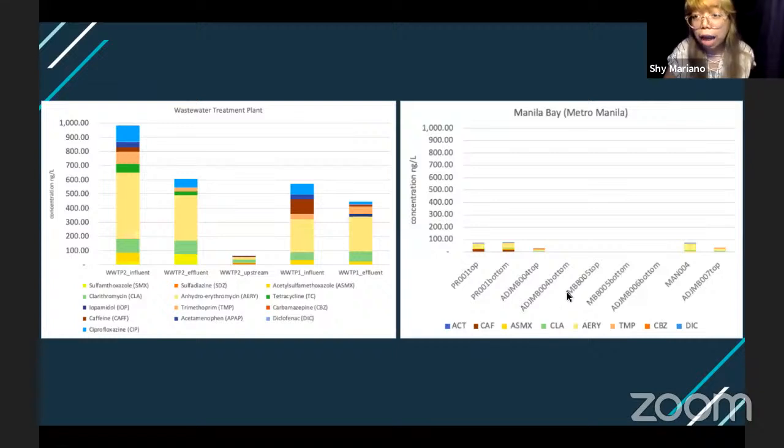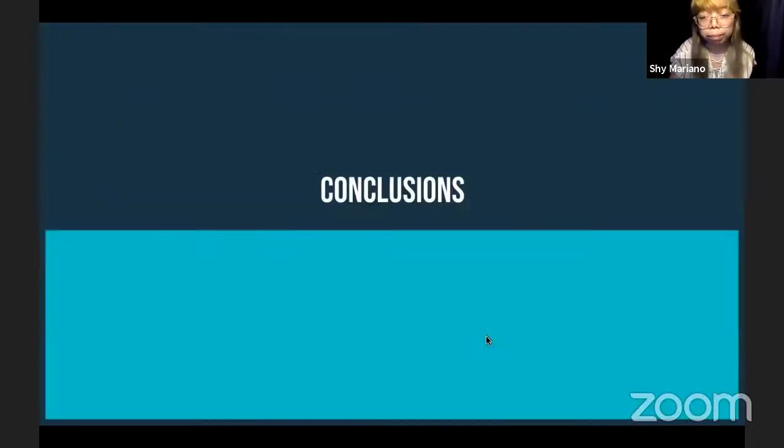And these detections are actually comparable to what we can detect in wastewater treatment plants. So this graph on the left shows detections from influents and effluents of a wastewater treatment plant. In general, we can see that the concentration decreases once it's in the effluent, but pharmaceuticals still persist. And eventually, if this gets discharged, it's probably what we also detect in the coastal waters, aside from non-point sources.